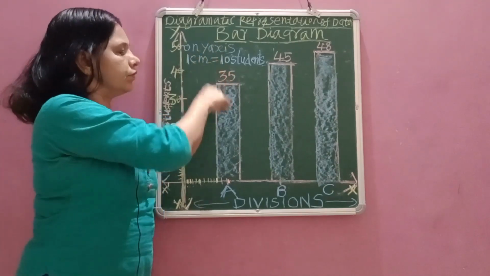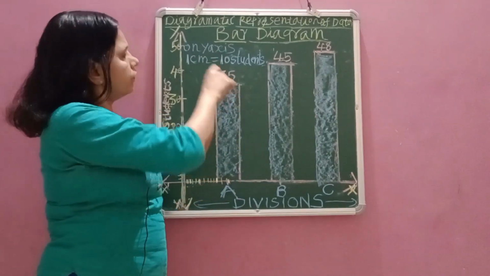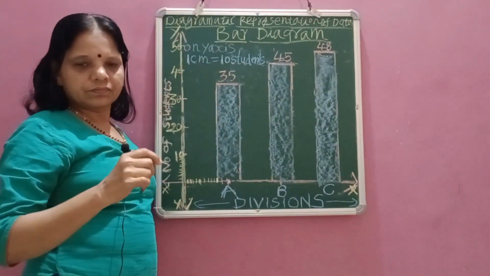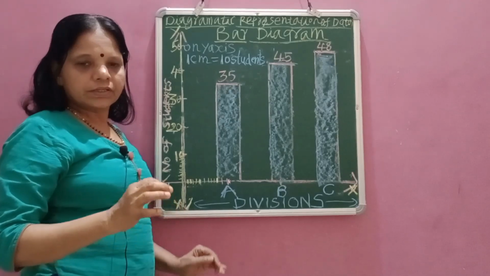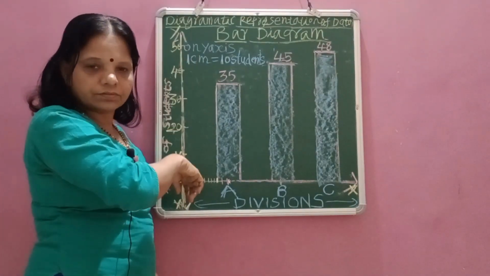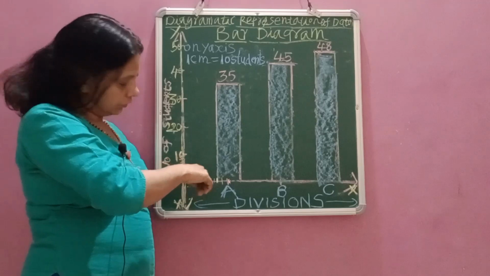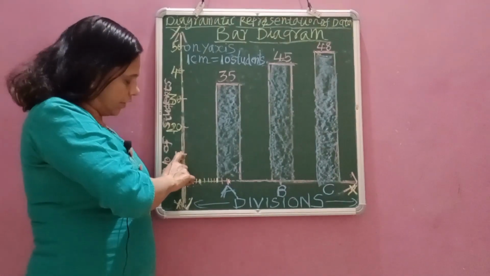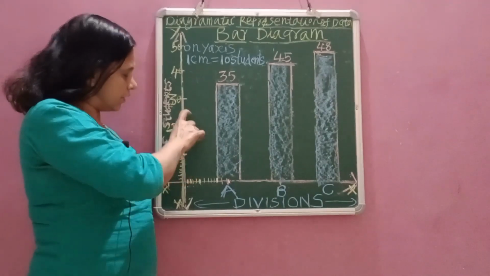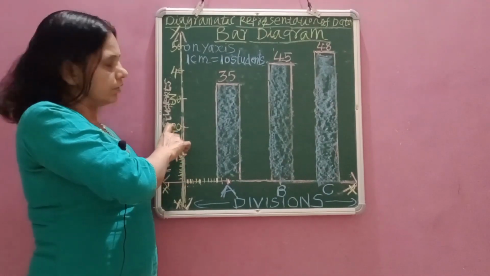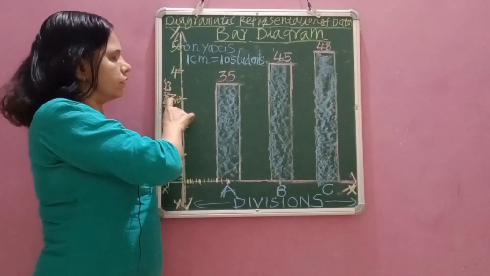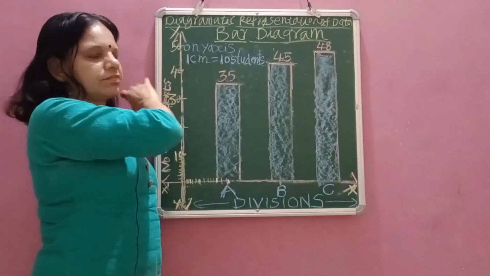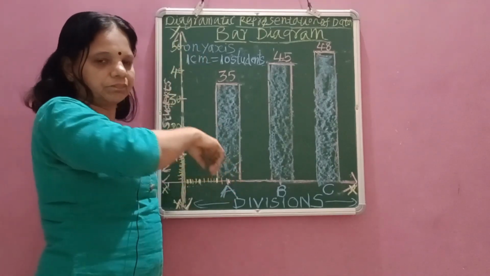What is the unit I have taken in this diagram? 1 centimeter equals 10 students. We have to represent students on the y-axis. So we will mark at 1 centimeter 10, next 2 centimeter 20, 3 centimeter 30, 4 centimeter 40, 5 centimeter 50. Maximum 50 only is coming in this figure.